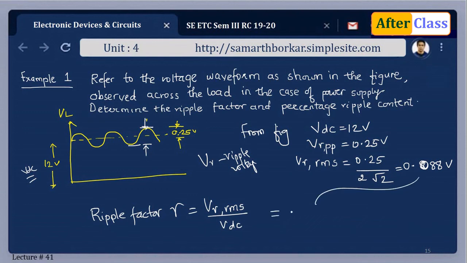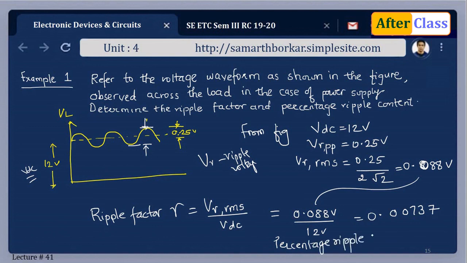So VR RMS is 0.088 volts divided by VDC. It is 12 volts. So the answer is 0.00737. So percentage ripple is equal to 0.74%. Fine. So typically this ripple voltage should be less than 2%. Right now what we are getting is 0.74%. So the design is fairly good.